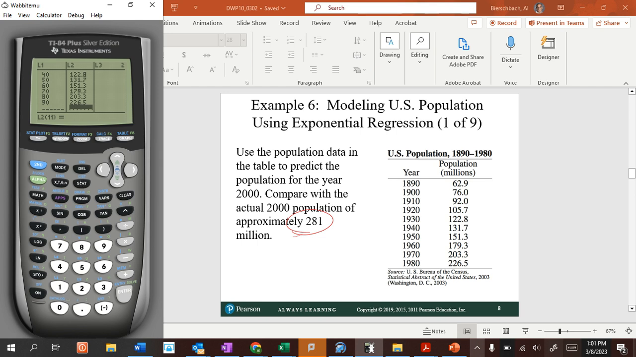Now I'm going to go to Stat again and go over to the right one to Calc. Now, this is an exponential regression is what we want because we're talking about modeling exponential regression. So if I hit enter here, I'm going to go list 1, list 2, and I'm going to store the regression equation. I'm going to hit vars, y vars. I'm going to store it in y1, so that way I can graph it later.